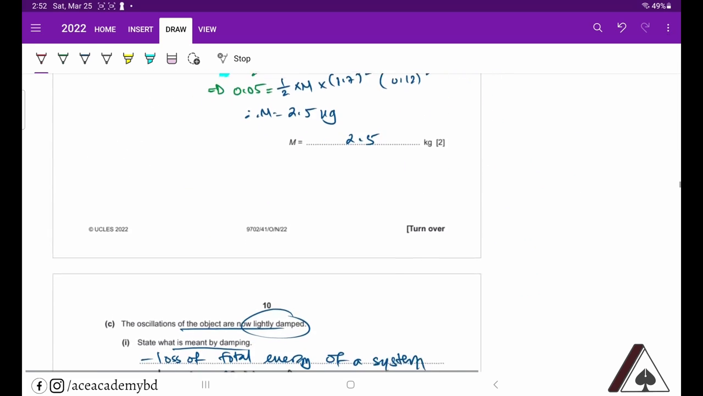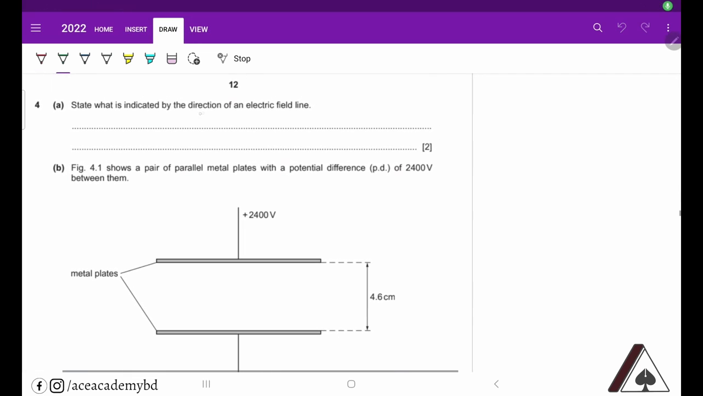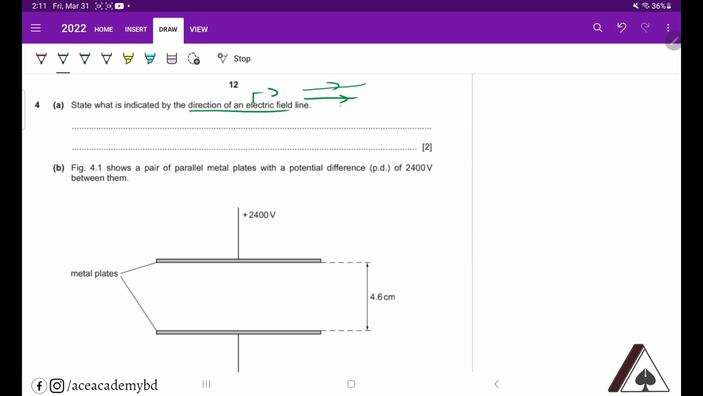Now I'm moving on to our next question. State what is indicated by the direction of an electric field. We know electric fields are shown by field lines, and they mainly show the direction of force on a positive charge. So you have to know this. They show the direction of force acting on a positive charge, because whenever we are using test charges, we make use of a positive charge when it comes to electric fields.